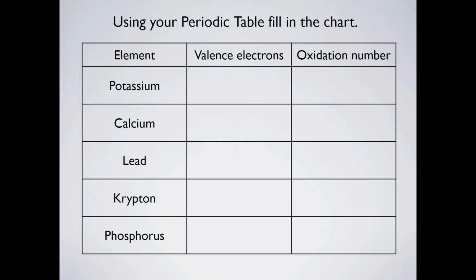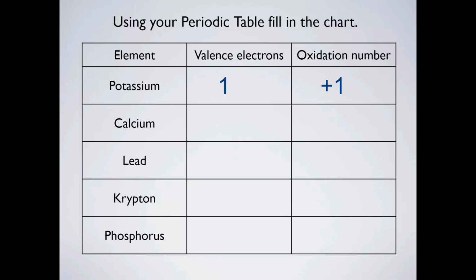All right, so let's go over this. I know, that's why you got to figure it out. All right, potassium. Leo, how many valence electrons does it have? 1. So what is its oxidation number? Plus 1. It has 1 extra electron that it would love to get rid of.